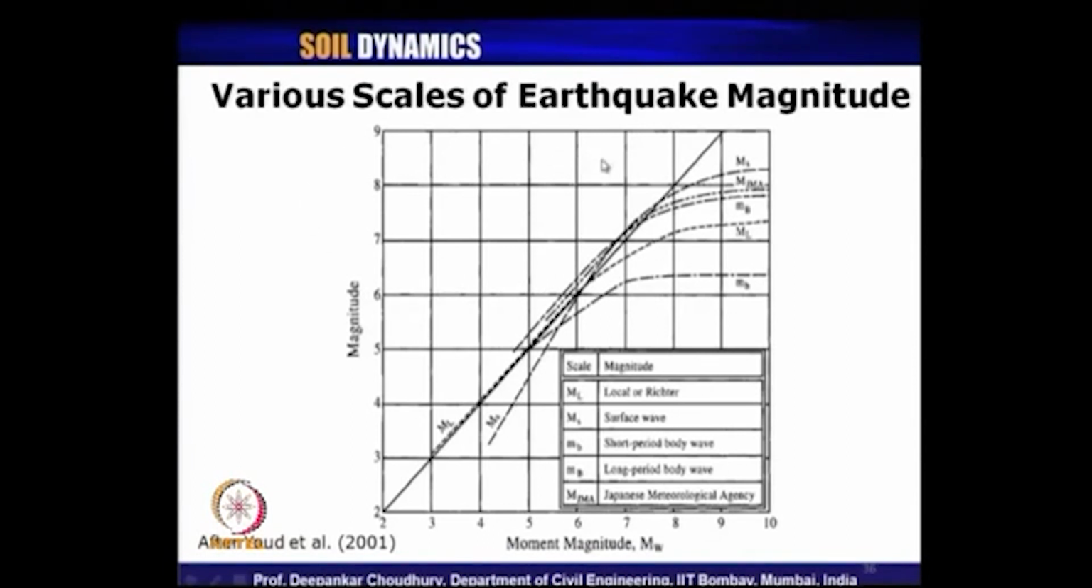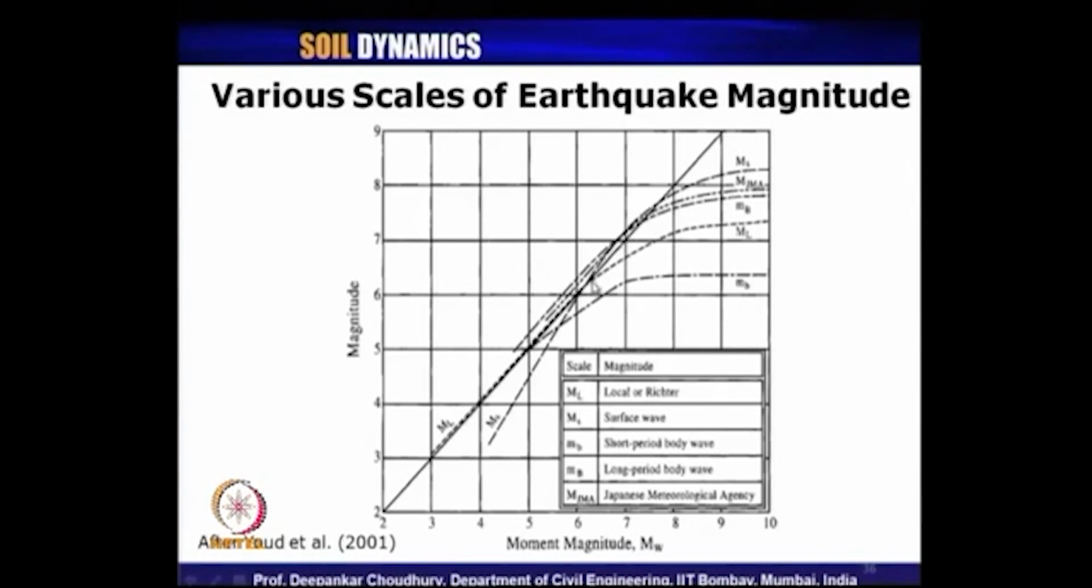So, many of us are familiar with that scale of earthquake magnitude. The details of various scales I will not discuss in this course, but to give you an idea that if some other scale of earthquake magnitude is given to you, how to proceed further with your liquefaction analysis. That is why I am showing this one, that you need to convert that scale to MW. But look at the variation of the ML line, it goes like this and then takes this route.